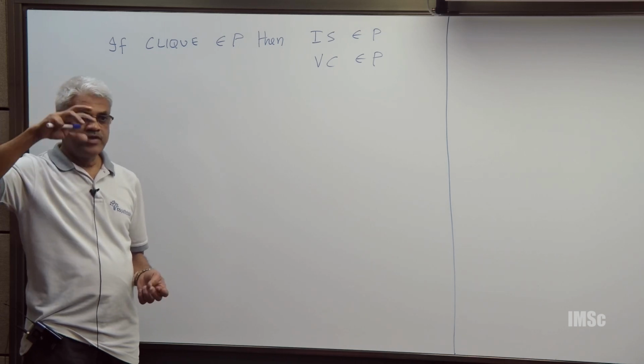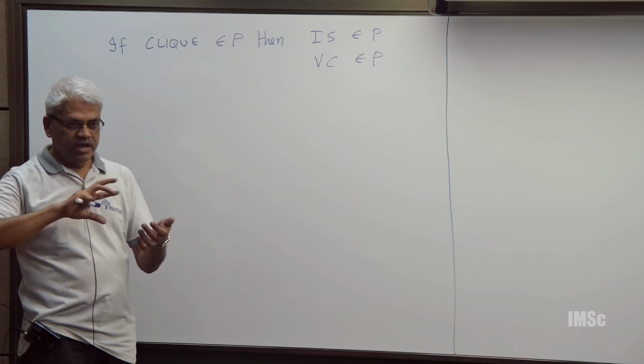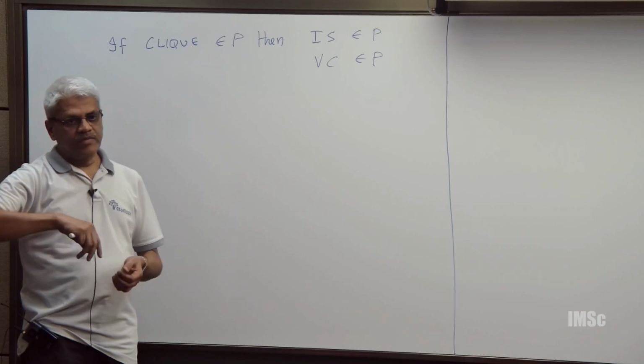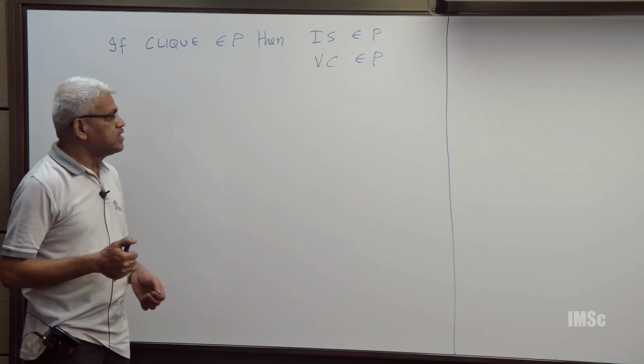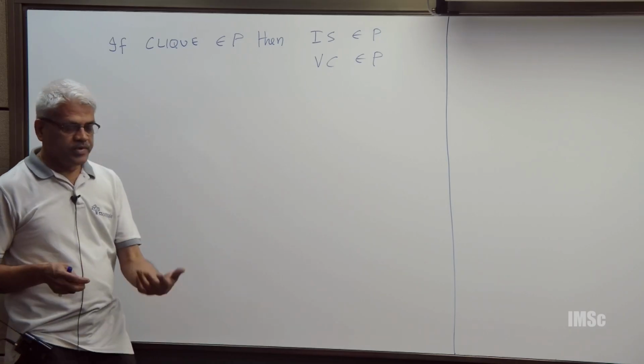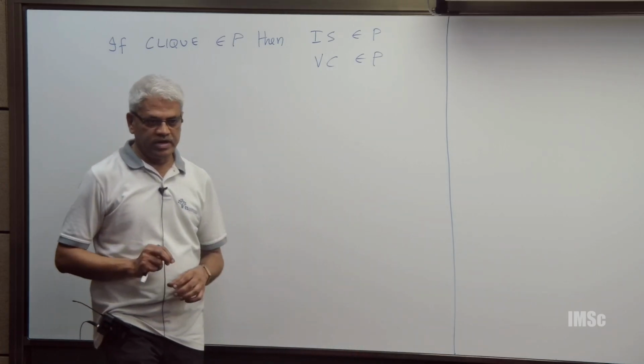In a graph where I am interested in finding the maximum independent set, I take its complement, give it to the clique black box algorithm, and from there I can get this. Similarly, if I find the maximum independent set in a graph, I also know immediately the minimum vertex cover. It is the complement of that set.